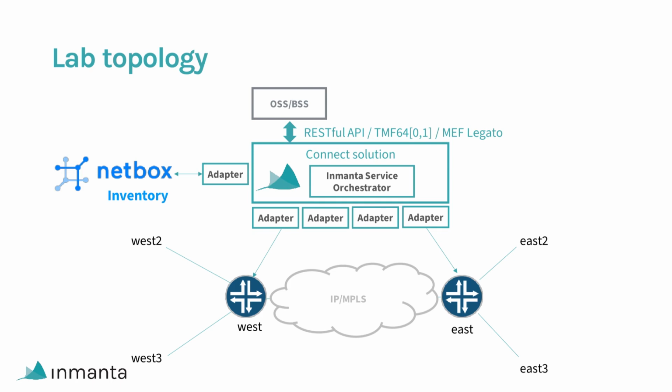These routers will be orchestrated with the Inmanta service orchestrator, and the topology is documented in an inventory system with which the orchestrator integrates. For this demo, we are using Netbox. It's a freely available inventory system. We can integrate with other inventory systems that you already have to fulfill this service.